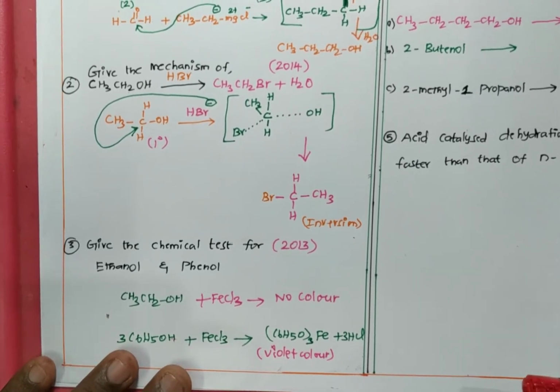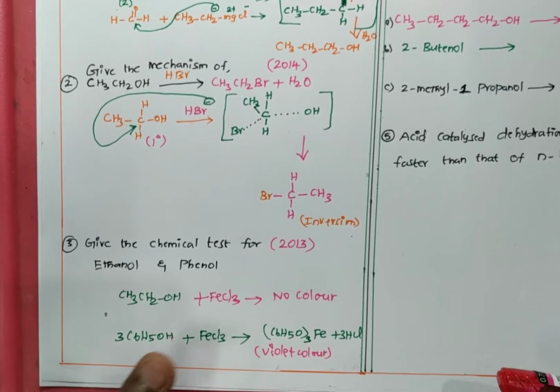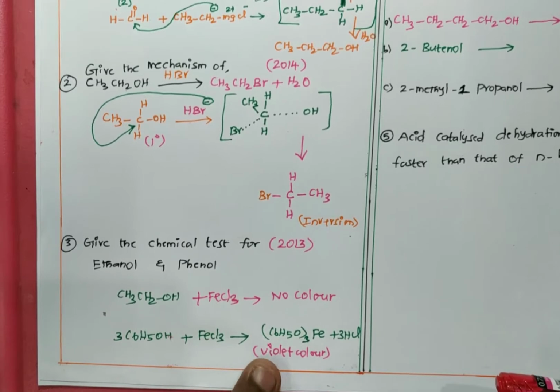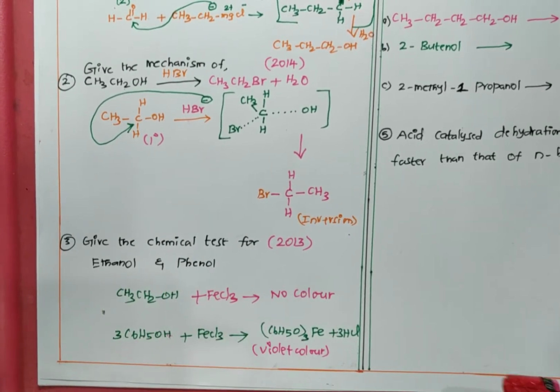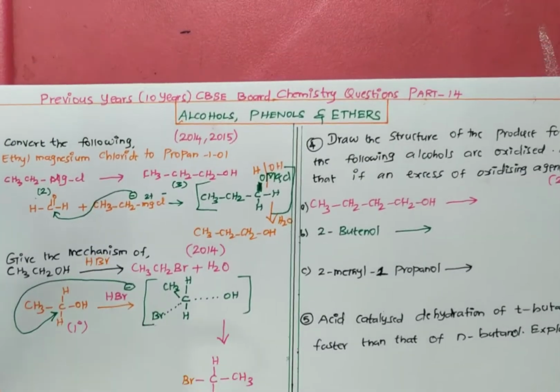Are you able to understand, student? So here FeCl3 will react with the phenol to form a violet color, but here FeCl3 will not be able to react to form a color.